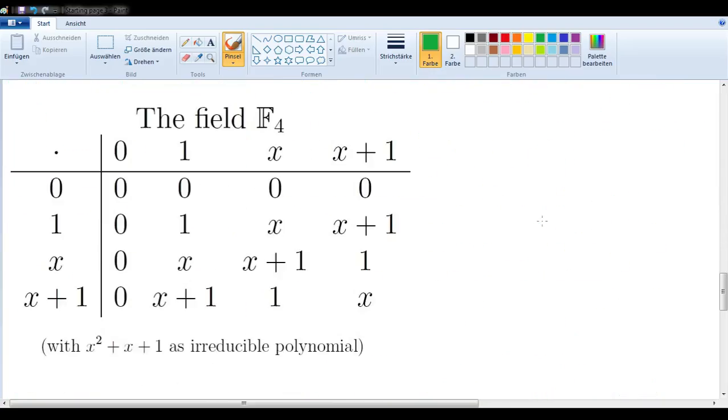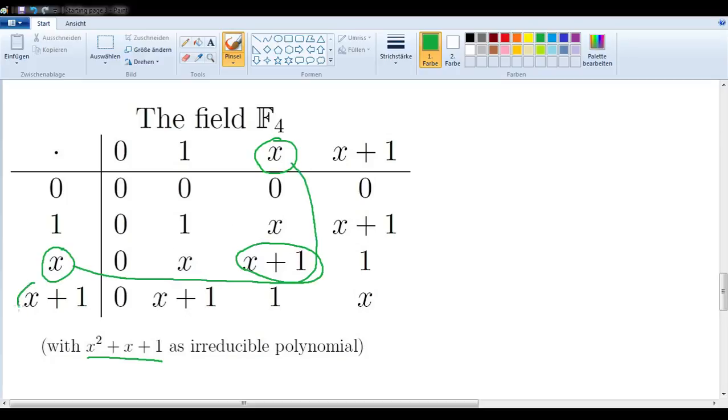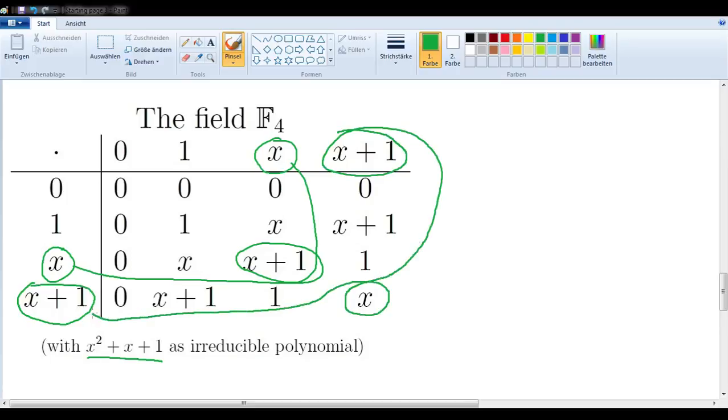So let's look at the field F4, created with this irreducible polynomial. We see that x squared gives us x plus 1, and (x plus 1) squared gives us x. So we have exactly that situation. Let's make sure that this is indeed the case, that x and x plus 1 are primitive cube roots of unity, which we can show very easily.